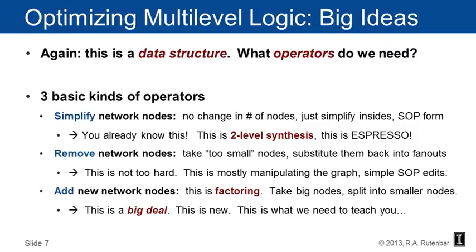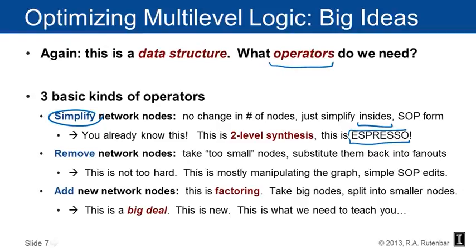So this thing is a data structure. And what we know from our previous exploration of things like binary decision diagrams, we are now expecting to have some operators that work on this data structure. So there are really three kinds of operators. One you actually know about. So there are operators that simplify network nodes. So that means they simplify the insides of a network node. They don't change the number of nodes in the Boolean logic network. They just optimize the insides. You actually already know this. This is just two-level synthesis. This is two-level optimization. This is in the tools that we're going to use in this class.